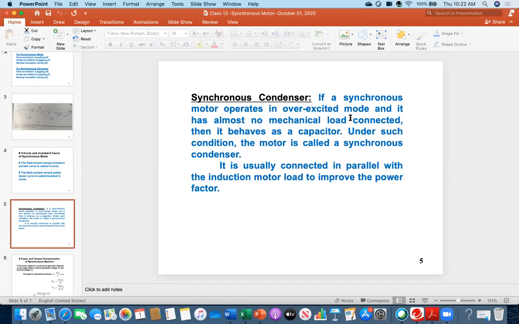What is the meaning of overexcited mode? It means that EA is much greater than VT, and it is the leading power factor case. We drew this conclusion a few minutes back. And it has almost no mechanical load. Under that condition, it behaves as a capacitor. To understand that, let's have a look at the board once again. Then you will get it.